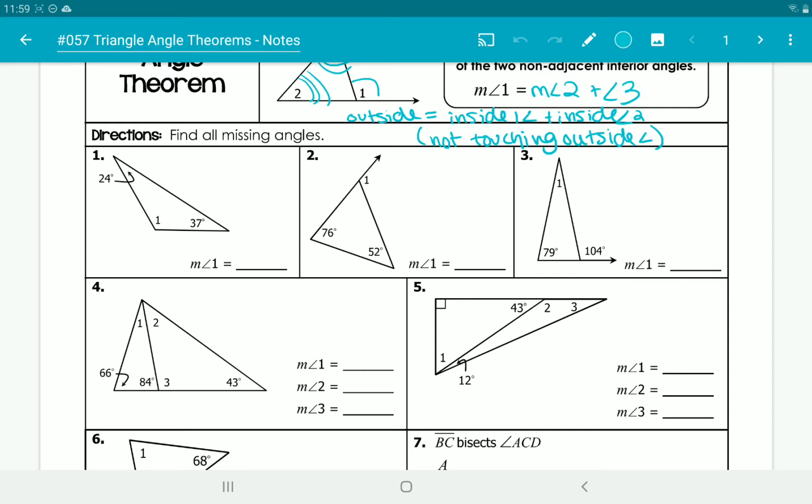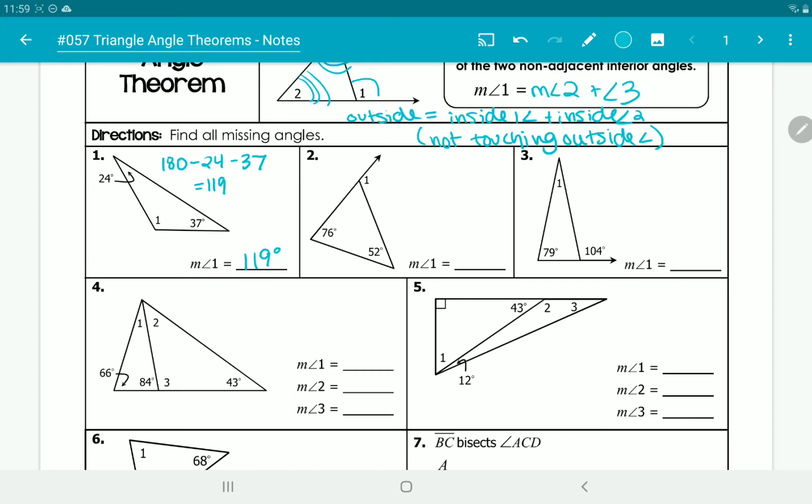So number 1, we have 3 interior angles, but we don't know what angle 1 is. Well, we do know that they're going to add to 180. So if we have 180 and we subtract these other two, okay, that is going to give us 119 degrees. So if all three of them are 180, 24 degrees is already taken up and 37 is already taken up, then that last angle has to be 119 degrees.